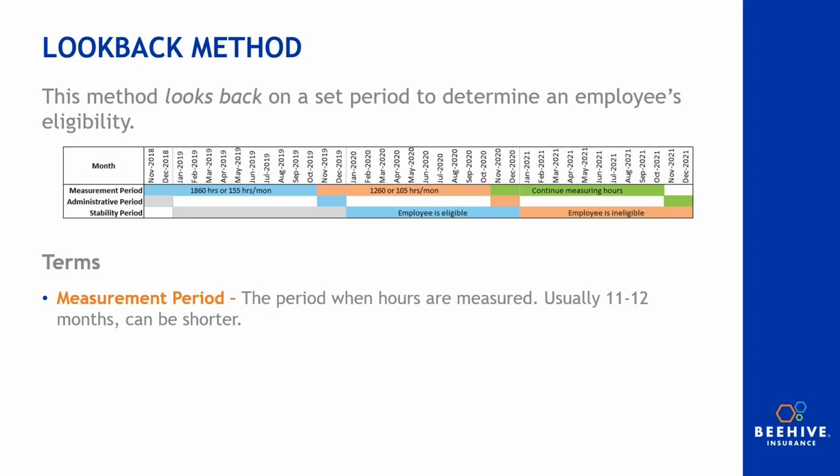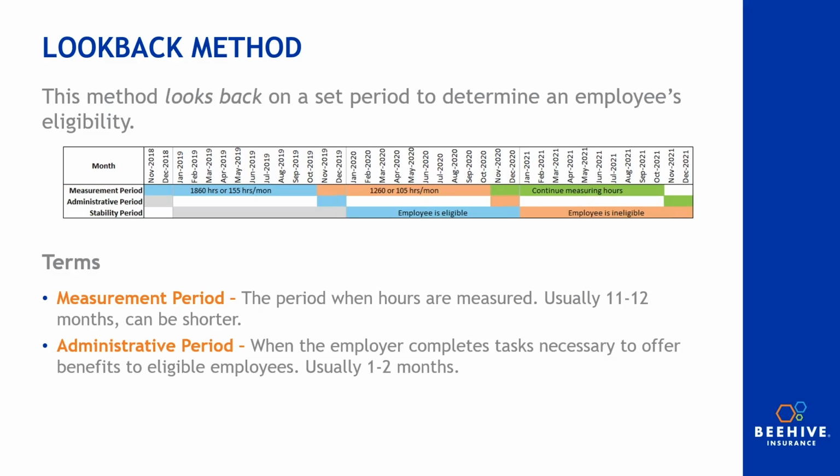This is the period when hours are measured. It is usually 11 to 12 months, but it can be shorter. It is generally better for it to be 11 to 12 months. That is what Employee Navigator supports. The measurement period is followed by the administrative period. This is when the employer completes the administrative tasks that are necessary to offer benefits to eligible employees. It is usually 1 to 2 months, depending on how long your measurement period is.